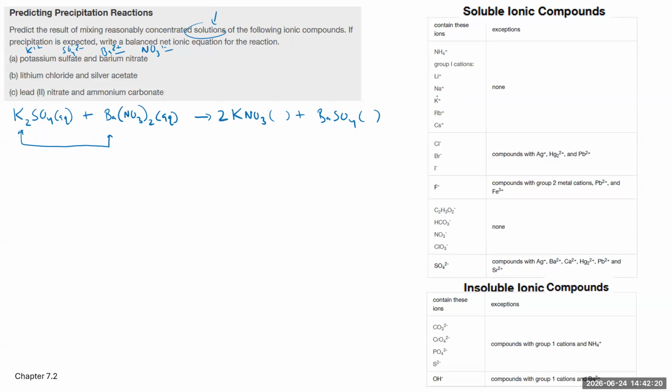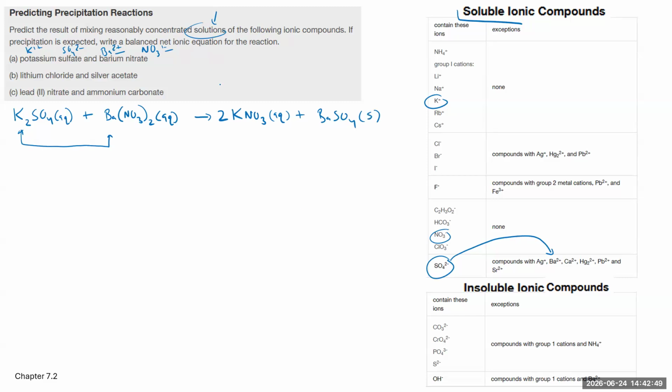Let's check potassium nitrate. Well, potassium and nitrate have no exceptions. They're always soluble, so this is going to be aqueous. Barium, so with sulfate, it does make a precipitate with barium, because again, this little box are all things that are soluble. The exception is barium and sulfate, because those are compatible for precipitation or solids. So there's going to be a solid.